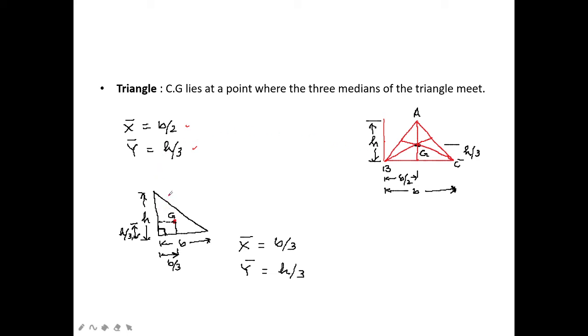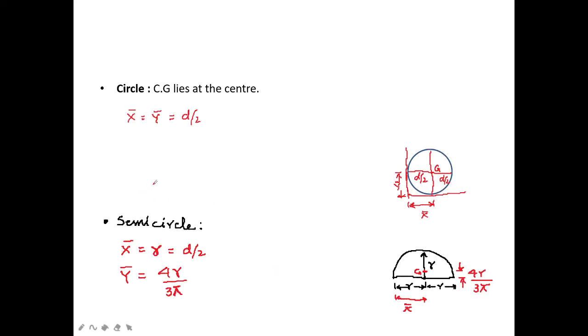Now, in case of a right angle triangle, the CG will be x bar equal to b upon 3, measured from the vertical line, and y bar, which is measured from the horizontal line, is h upon 3. So x bar is b upon 3 and y bar is h upon 3. Now in case of a circle, CG lies at the center. So x bar and y bar are d upon 2, as shown in the figure.